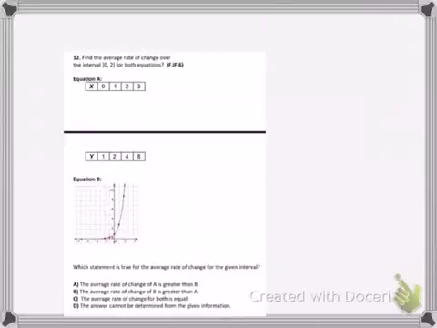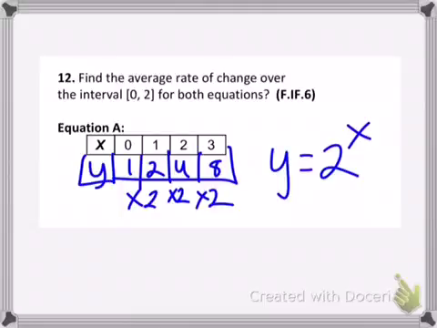Find the average rate of change of the interval 0, 2 for both equations. Which statement is true for the average rate of change given the interval? So this part is equation A, and this is equation B. Find the average rate of change over the interval 0 to 2 for both equations. So right here, from 0 to 2, every time it's going up by 2. And if you're going to find it from 0 to 2 here, it'd be from 1 to 4, so you could do it from each one.